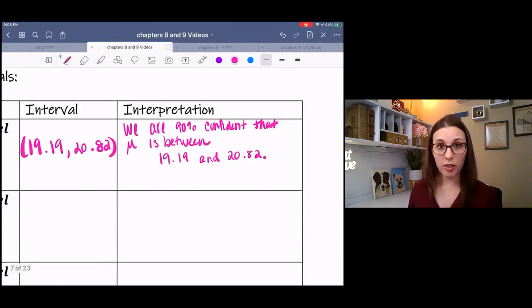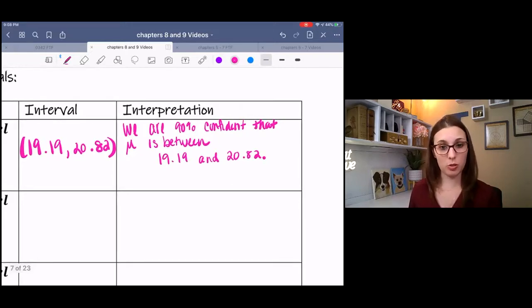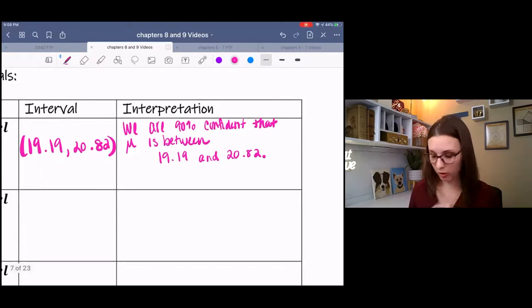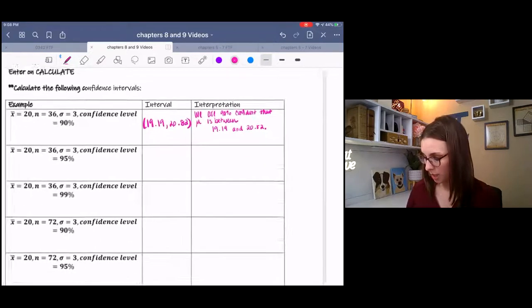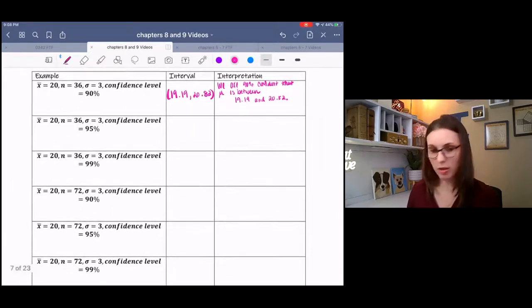So go ahead and pause it. Try the other ones. If you want to, do them by hand. Check them with your calculator, and that way you're getting practice with both. If you don't want to, you can use your calculator, and come back and check your work with mine.